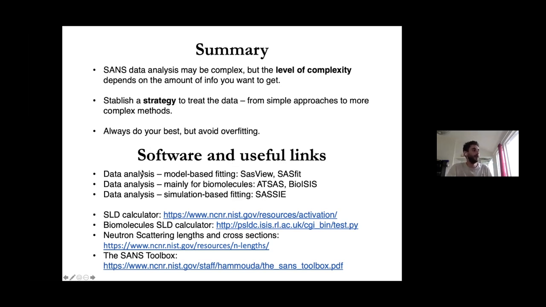And then there are some useful links that you might want to use. For example, for the data analysis of SANS and SAXS data using model-based fitting, you have software like SasView, which is the one that we're going to use tomorrow. There are other options too. For data analysis using the IFT method that Wojtek will present later, you have software like GASBOR and BioXTAS. And for simulation-based fitting, you have different platforms like Rosetta and SASSIE that do different things to calculate the scattering profile. Then you have some links to SLD calculators, including for proteins. You have a booklet of all of the neutron scattering lengths and cross sections at the NCNR website. And again, the SANS toolbox is always a good go-to resource to look at the different aspects of data analysis and also experimental science, as it basically contains everything.